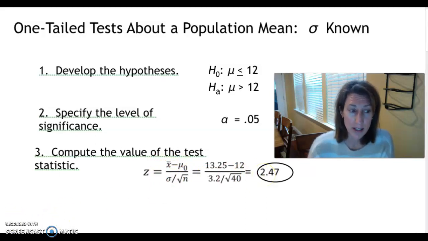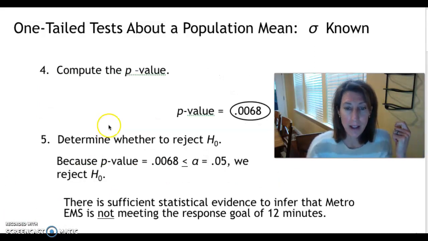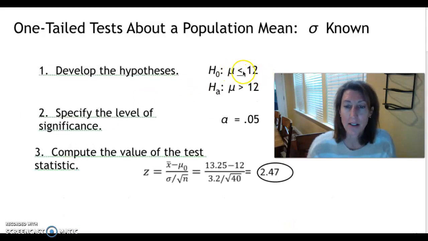If you do those commands that I told you, basically these 5 steps is what your calculator is doing for you. We get a p-value that pops out of 0.0068. That comes from your calculator. By the way, that's pretty small, right? It's less than our alpha of 0.05. So we are going to reject. That's our rule. So what does it mean? There's sufficient statistical evidence to infer that Metro EMS is not meeting the response goal of 12 minutes, right? That was our null, less than or equal to 12 minutes, and we got such a low p-value, we had to reject that. That's how these work.